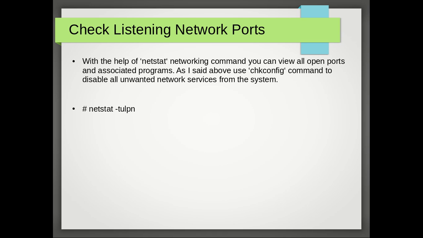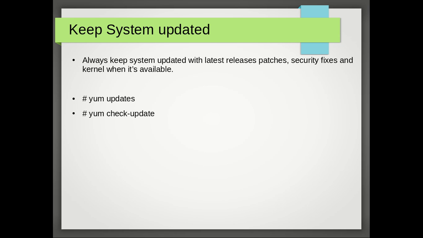With the help of the netstat networking command, you can view all the networking ports and associated programs. In a multipurpose system, there are multiple ports which are listening to network servers. It is useful to check all the listening network ports to secure the system from accidental modification of system services. The command to list all the listening network ports is netstat -tulpn.